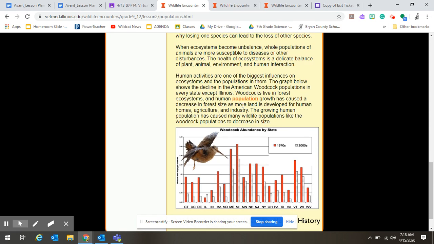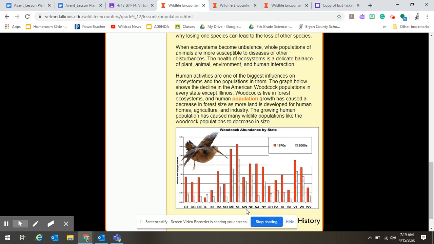Human activities are one of the biggest influences on the ecosystem and the populations in them. The graph below shows the decline of the American woodcock populations in every state except Illinois. Woodcocks live in forest ecosystems, and human population growth has caused a decrease in forest size as more land is developed for human homes, agriculture, and industry. The growing human population has caused many wildlife populations, like woodcock populations, to decrease in size.